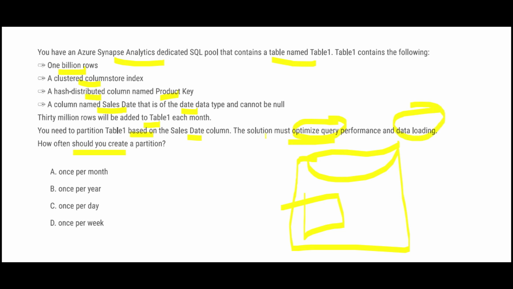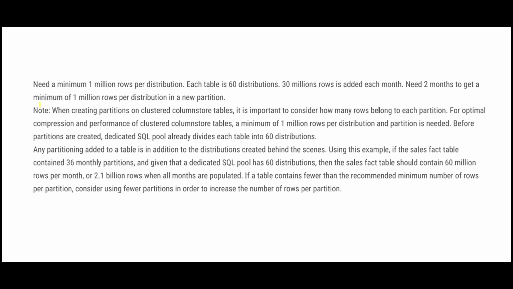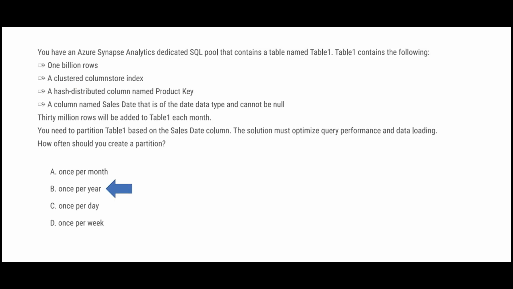How often should you create a partition? Immediately you might say, let us create the partition every month, because it is talking about 30 million rows every month. Is that so? That is not the logic. If you see here, you need a minimum of 1 million rows per distribution. Each table has 60 distributions. 30 million rows are added each month. So you need 2 months to get a minimum of 1 million rows per distribution in a new partition. That is why we will have to use the partition at year level, not at month, week, or day level, because it would be very short. It has to be at the year level in order for queries to perform well and data loading to work faster.